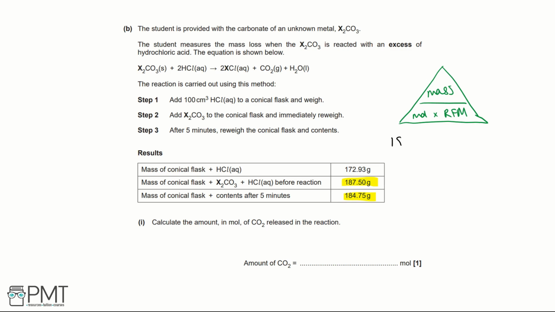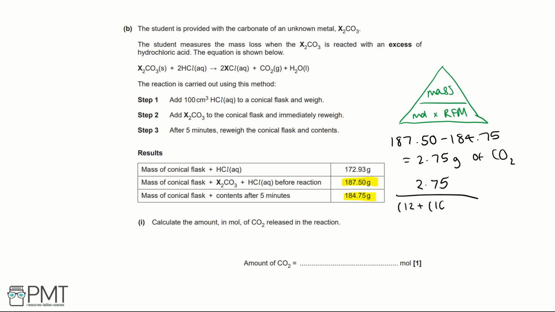So if we minus these two masses, we've got 187.50 minus 184.75, which equals 2.75 grams of carbon dioxide. Then we need to work out the relative formula mass of carbon dioxide. So it's going to be 2.75 divided by 12 plus 16 times 2, which is equal to 44.